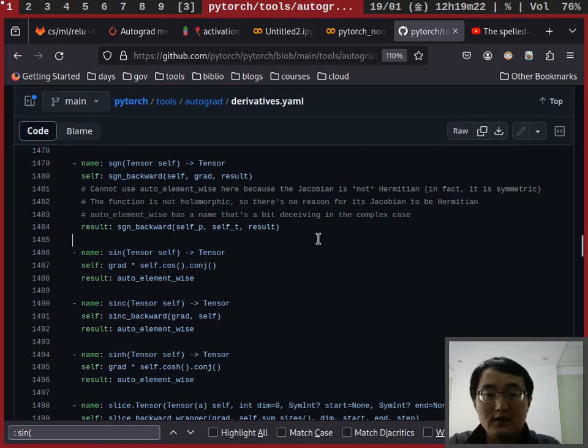The sine function has a gradient of grad times self.cosine.conj. So we see that at least something familiar pops out. It is cosine, which is indeed the derivative of the sine function. Just that we don't yet know what grad means and what conj means.